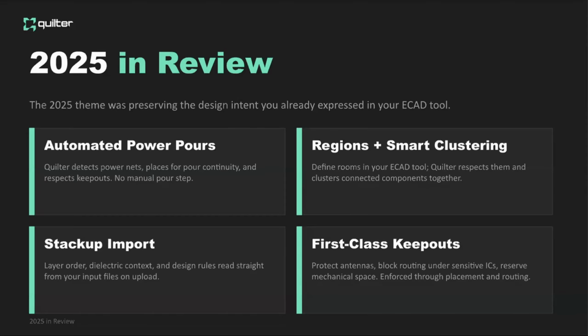And so we created a way for Quilter to generate power pours, not just traces, to distribute power throughout the board. We focused a lot on helping with placement on this board. So figuring out how to allow you as the designer to create regions on the board, which will then be populated with your different subcircuits, or to just tell Quilter what the different groups are throughout your board, and then let Quilter figure out the floor plan at a high level.